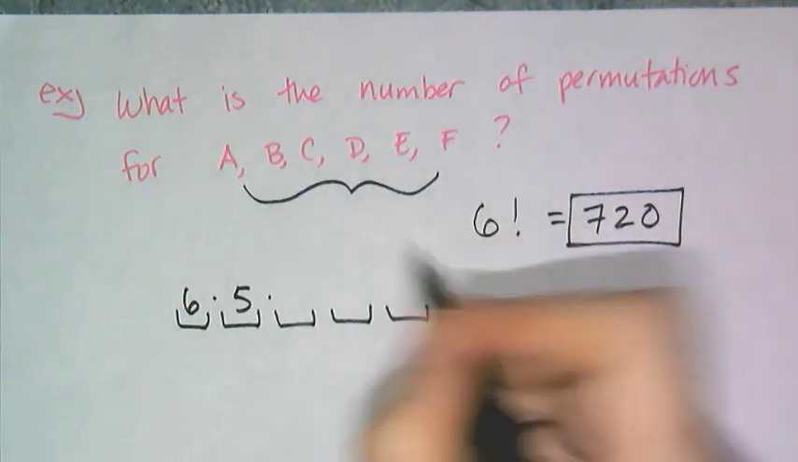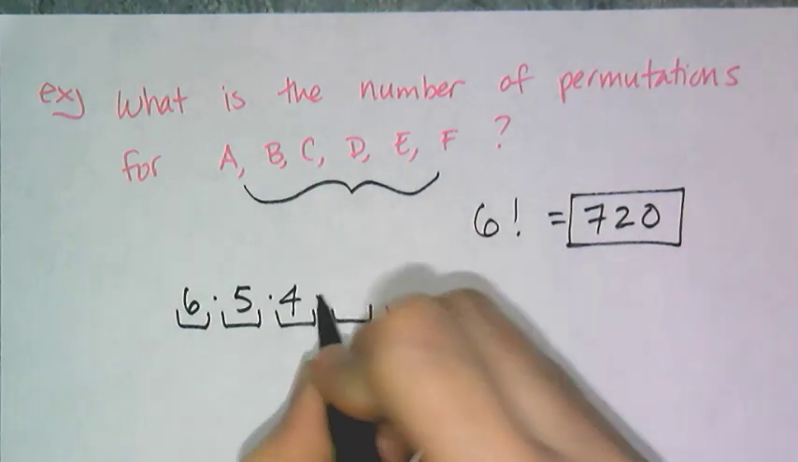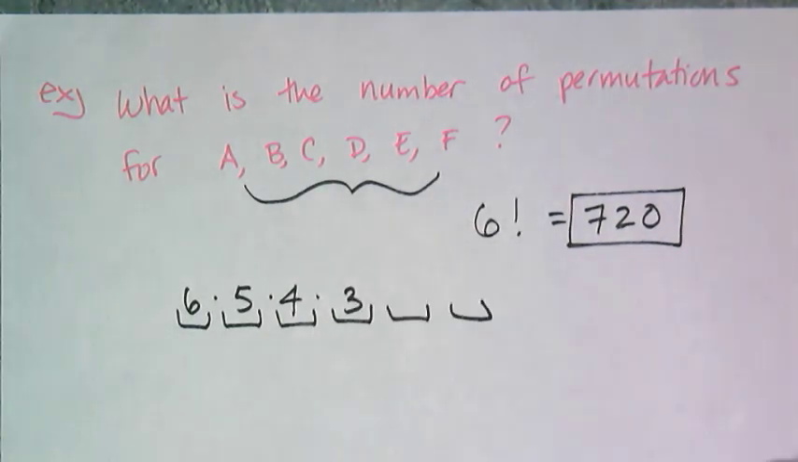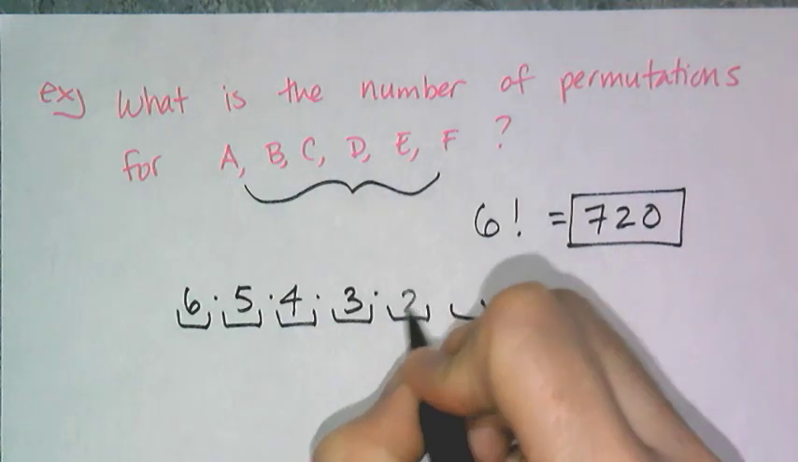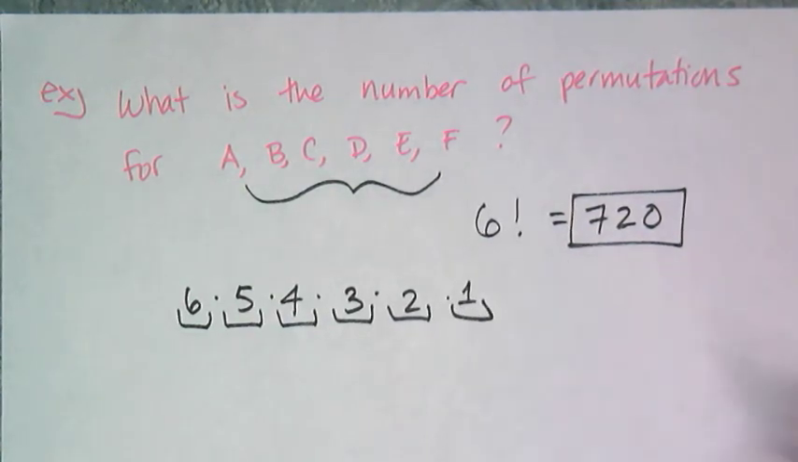And once I choose that letter, I only have 4 left. And once I choose that letter, I only have 3 left. And once I choose that letter, I only have 2 left. And then I only have 1 choice for that last letter, which is where 6 factorial comes from.